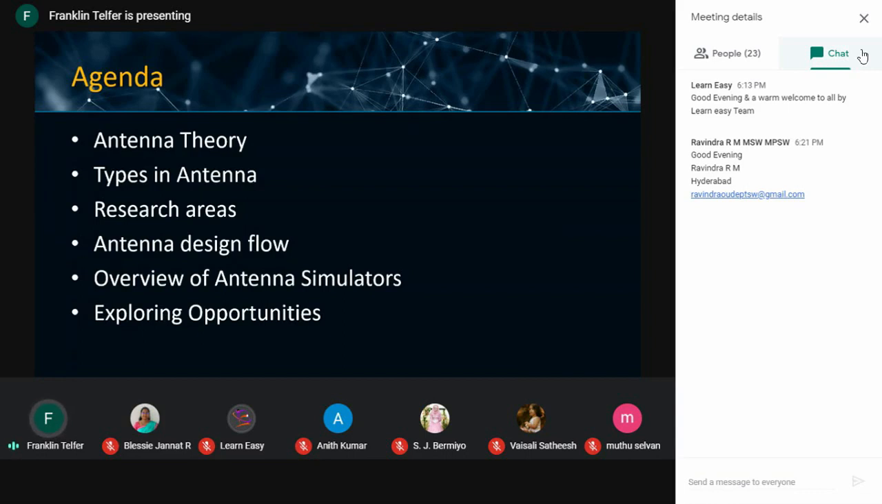And next, the antenna design. Here we will see, from a design perspective, how to design an antenna. Next we'll have an overview of antenna simulators: what software is available and how it is used, just like a baseline. The last topic we will discuss is exploring the opportunities available in the market. So this will be our webinar topic.